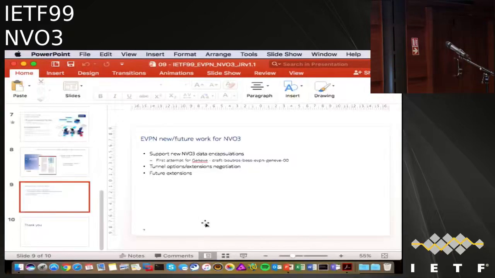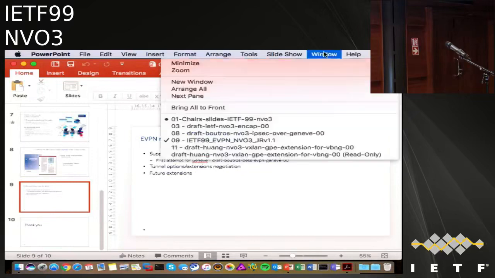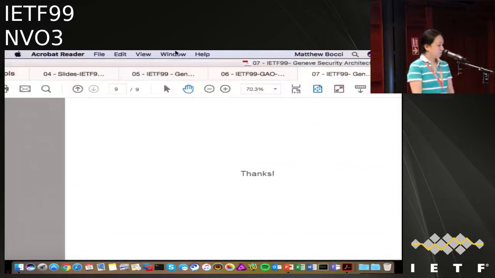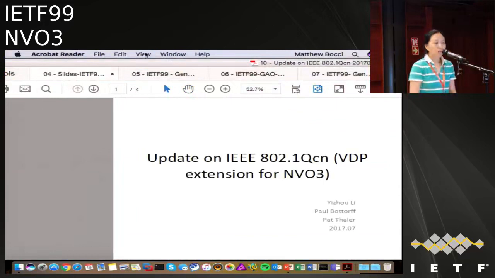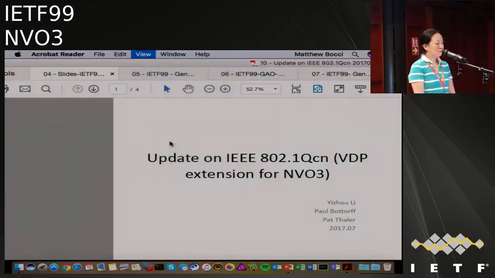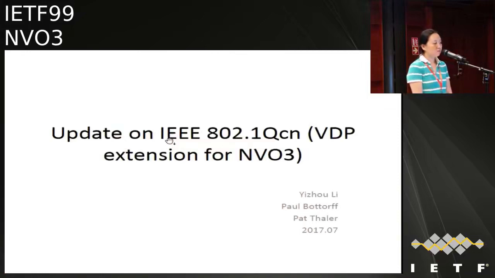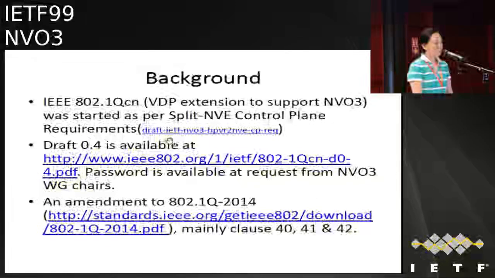Okay, so next is the 802.1 QCN update. This is Yizhou Li. I'm going to give a quick update on this IEEE 802.1 QCN project, which is the VDP extension for NVO3 as per the requirement document from the NVO3 working group. Next slide. This is the background. We started this project as per the split NVE control plane requirement document, and draft 0.4 is available at this link, and the password is available on the next page.